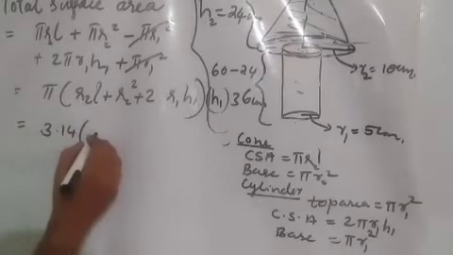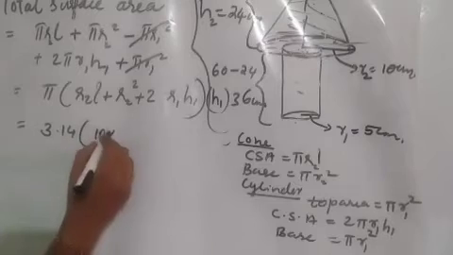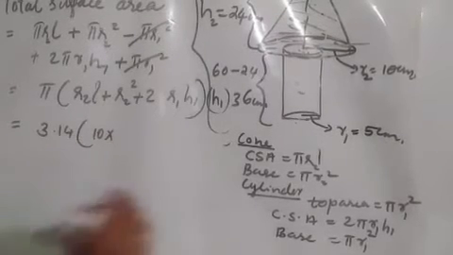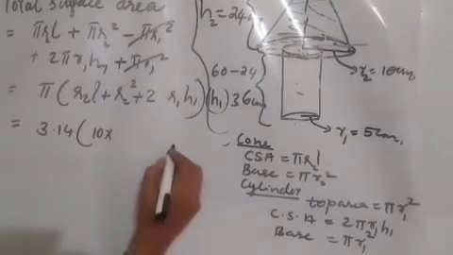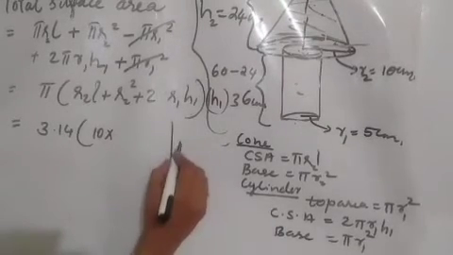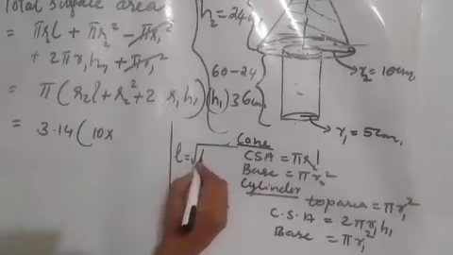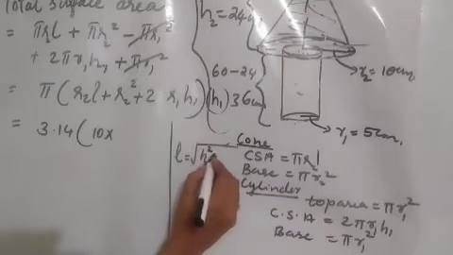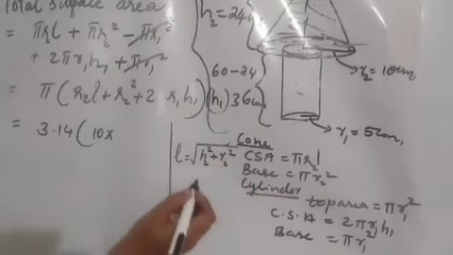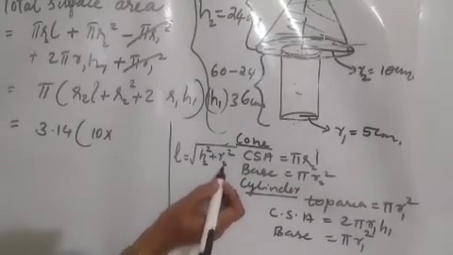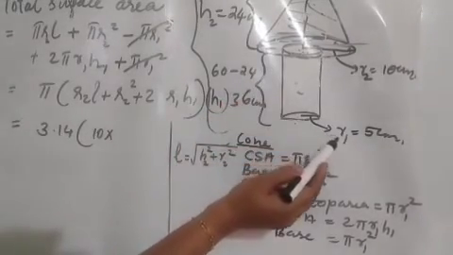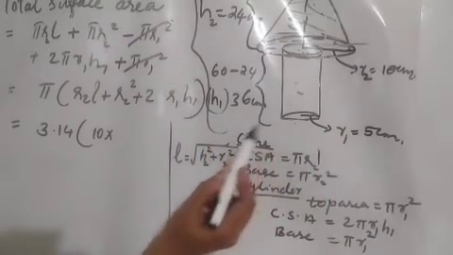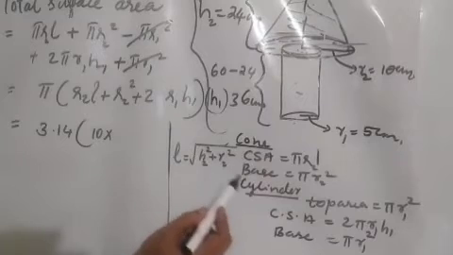3.14 into r2. What is the radius? 10, into l. Have we calculated l? No. So we have to calculate l. How can we calculate the slant height? Yes, l equals square root of h2 square plus r2 square. Why did we mark h2 and r2? To differentiate them from the radius and height of the cylinder. I marked the cylinder's as r1 and h1. That's why I marked these as h2 and r2.